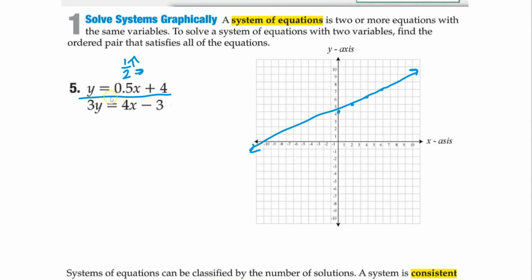This one's not in the proper notation. So let's solve for y, divide by 3, and get y equals 4x over 3 minus 1. So in this case, we're going to start at -1, my y-intercept. Then I'm going to go up 4 and right 1, using my slope. So up 4: 1, 2, 3, 4. Right 3: 1, 2, 3. Up 4: 1, 2, 3, 4. Right 3: 1, 2, 3. So that's where they cross.